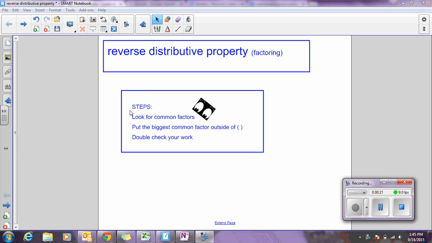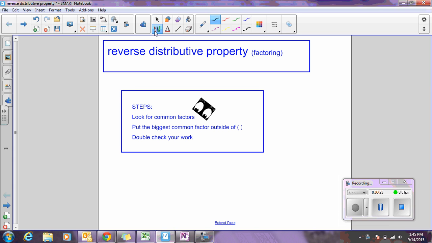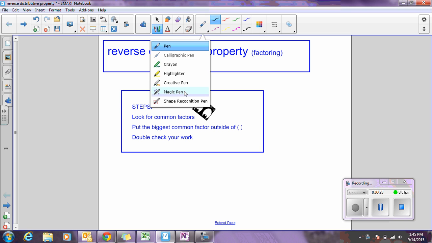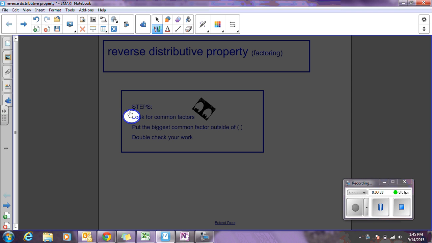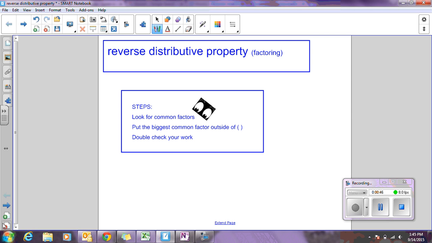So the steps we can use are looking for common factors, and that's the one I think is the most difficult step. Well, anyway, we're going to look for common factors. Then we're going to put the biggest common factor outside a set of parentheses. And we're going to double check our work when we're done. If we can remember these steps and keep them in order, we can do this pretty easily.